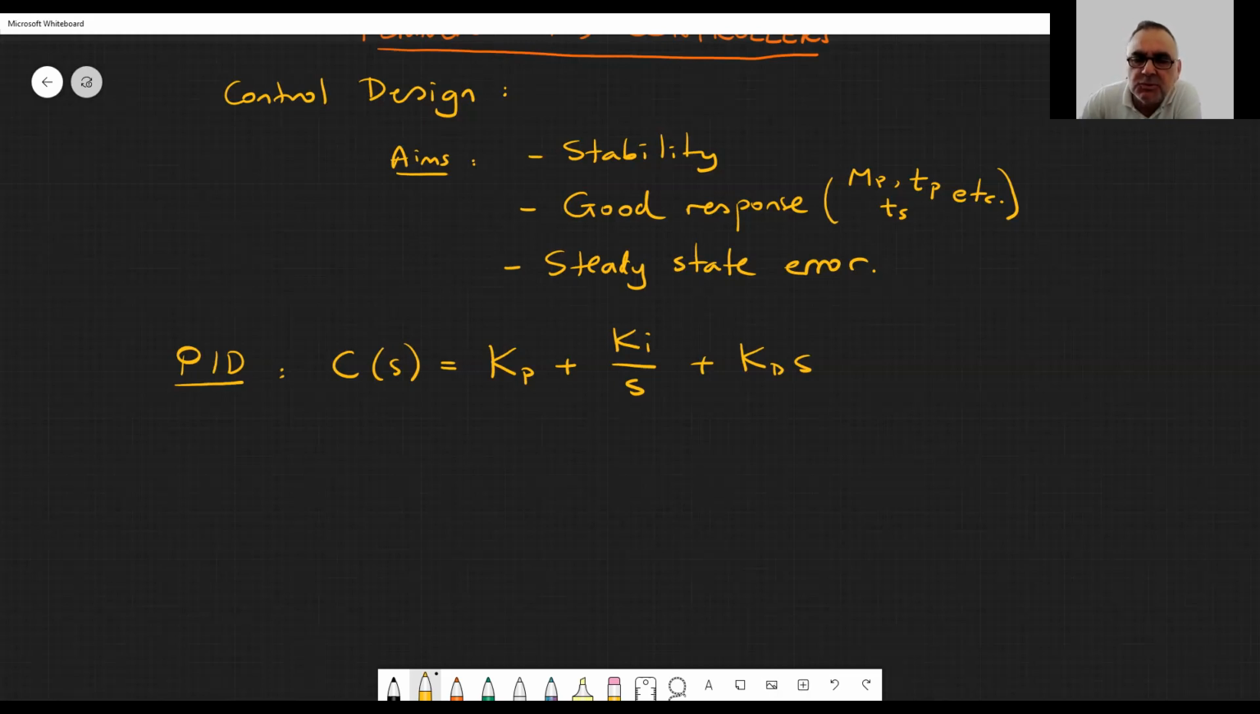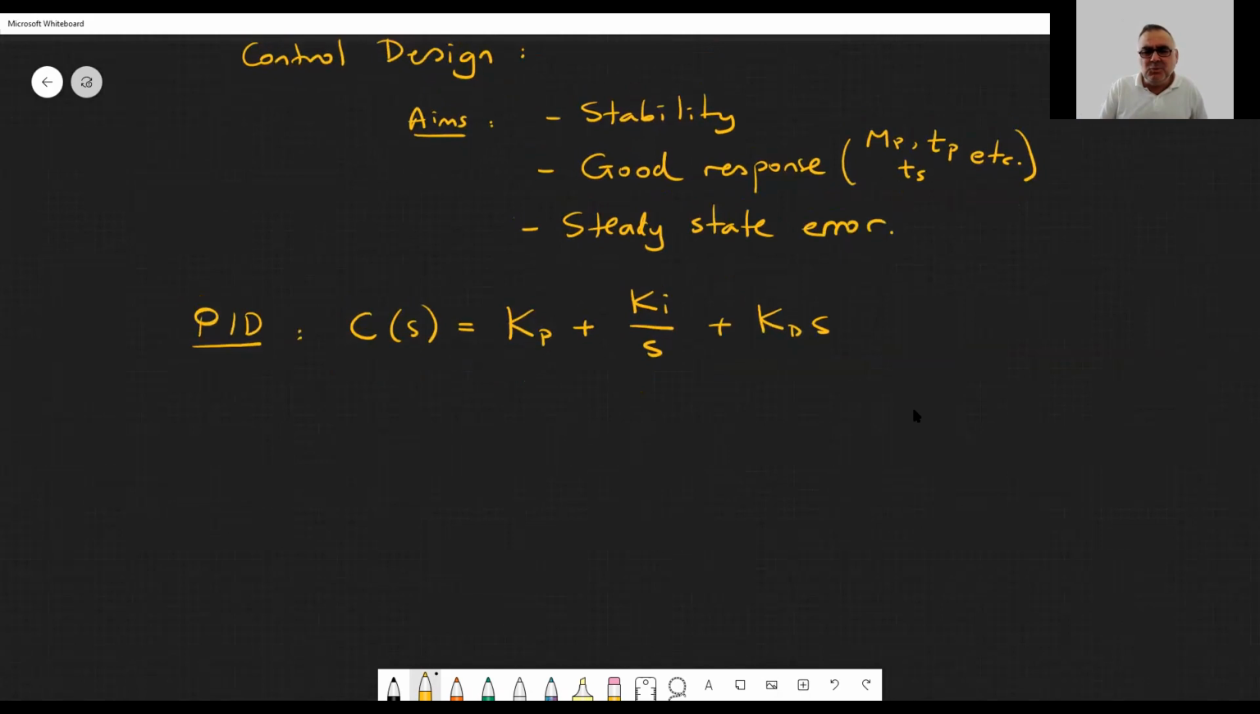By deleting terms, or setting some of them to 0, you can have a PI controller if you set Kd to 0, or a PD controller if you set Ki to 0. Or if you set both Ki and Kd to 0, you get a P controller. So it is possible to have different kinds of controllers, but this is the most general structure, which is commonly used in industry. Many controllers we have are of PID type or similar.